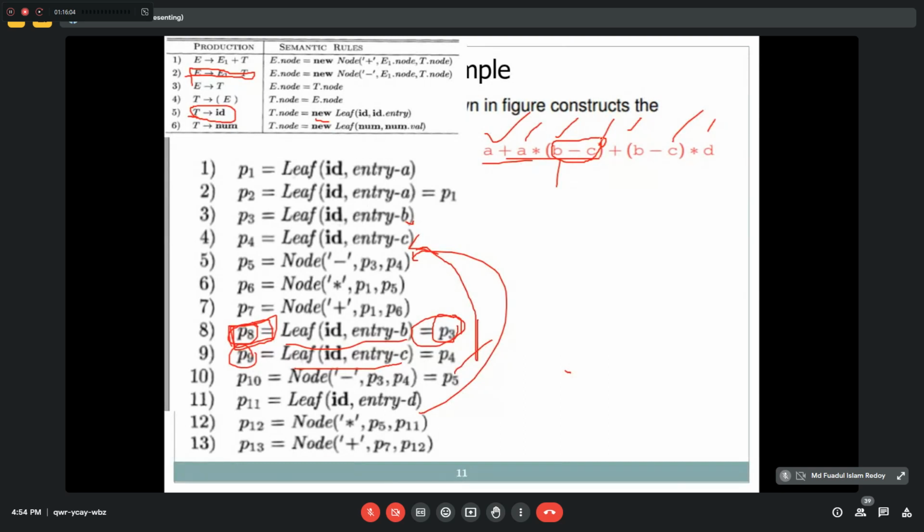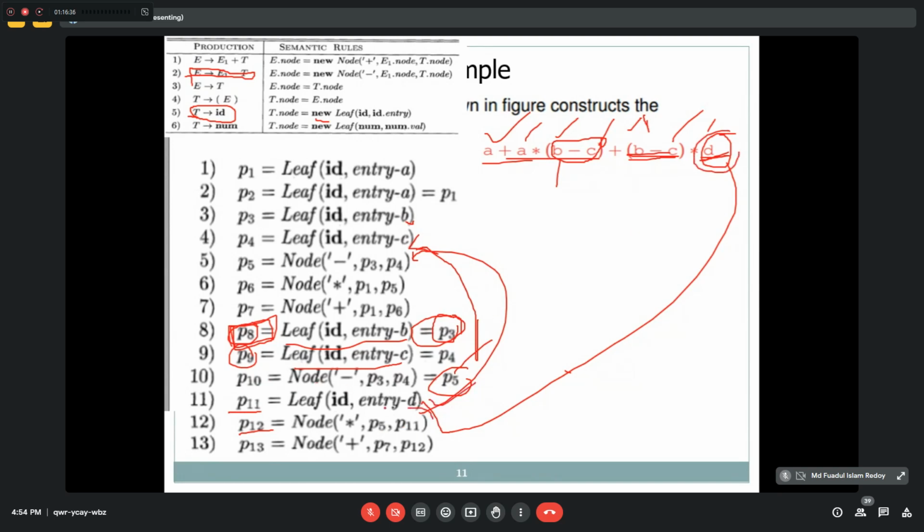So now this, the leaf node for D is done here, okay, and this one was not created before, that's why this one exists, no problem. This one is P11, okay. So now you need to perform this one and this one, the multiplication between this one and this one. So this one is a new process, a new node. Into this one actually P5, B minus C actually P5, so P5 and this one actually P11, D means P11.